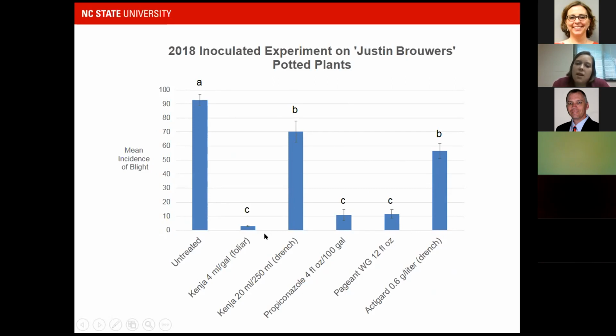And then Kenja as a foliar application, along with Pageant and the propiconazole, and these are all conventional fungicides. So the Kenja is FRAC group 7, the propiconazole is 3, which is a DMI. The Kenja is an SDHI, and then this Pageant is an SDHI with a QoI mix. But as you can see here, just the SDHI had less, not significantly different, but had less disease than the Pageant. So it kind of makes you think that maybe the SDHI is doing a lot of the work.